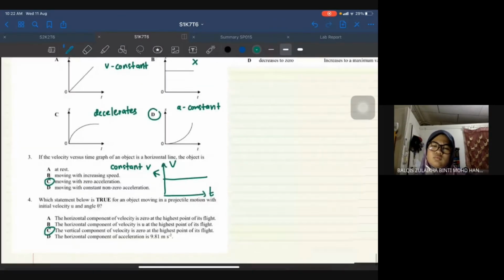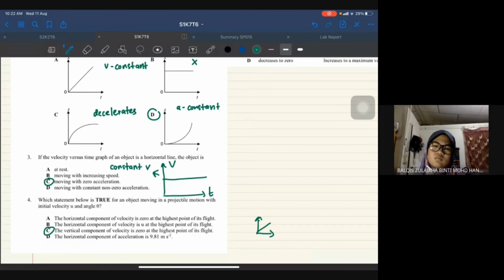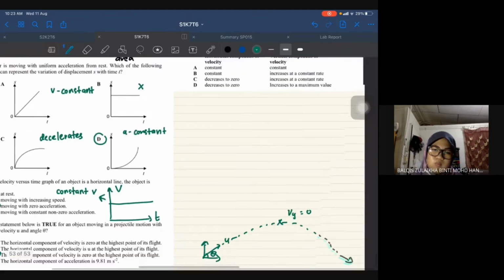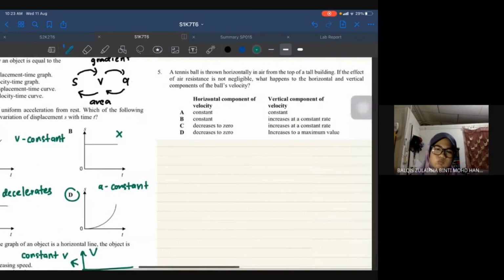okay, maksudnya projectile motion yang cerita dia sekarang ni, dia macam ni. So ini dia punya U, dia ada angle. Nanti kita akan belajar lah next class, don't worry. Okay, soalan dia dekat atas ni dia kata the vertical component of velocity is 0 at the highest point of its flight. So here kamu punya Vy is equals to 0. Nanti kamu akan belajar, don't worry.